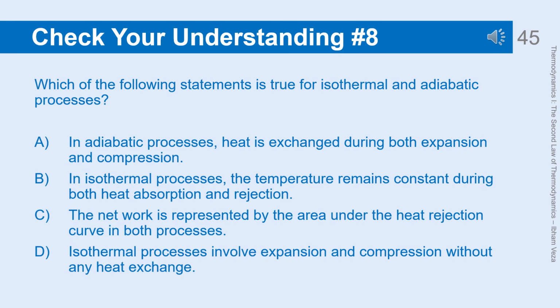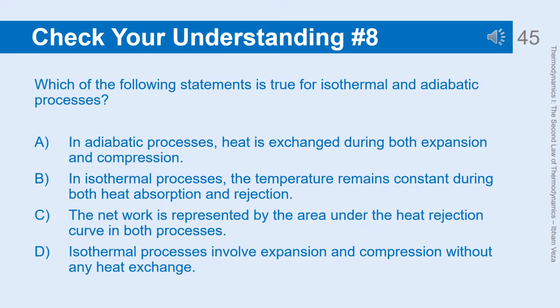In an isothermal process, heat is absorbed at constant temperature during expansion, 1-2, and rejected at constant temperature during compression, 3-4. C. The net work is represented by the area under the heat rejection curve in both processes. This is incorrect because the net work is represented by the enclosed area between the heat input and rejection curves, not just the heat rejection curve. D. Isothermal processes involve expansion and compression without any heat exchange. This is incorrect because heat is exchanged during the expansion and compression in isothermal processes, specifically being absorbed and rejected at constant temperature.